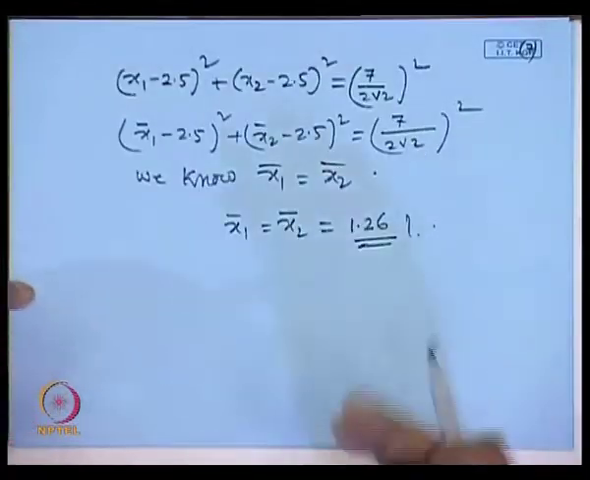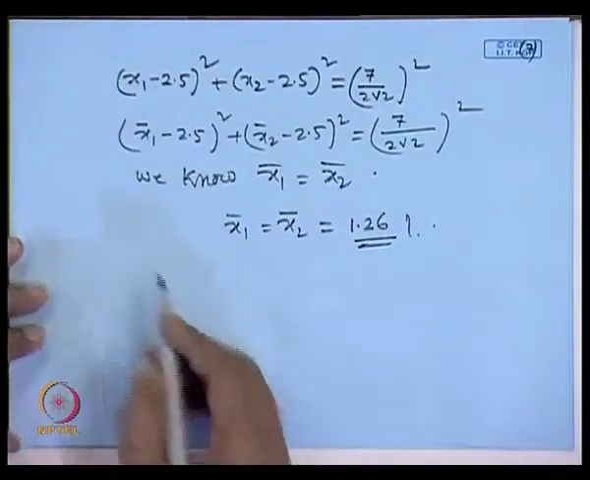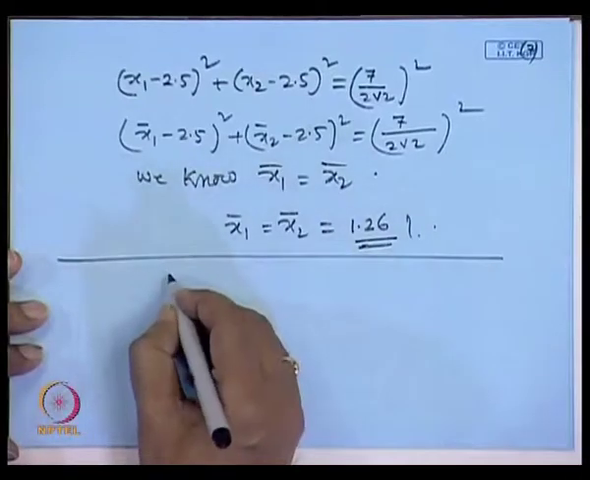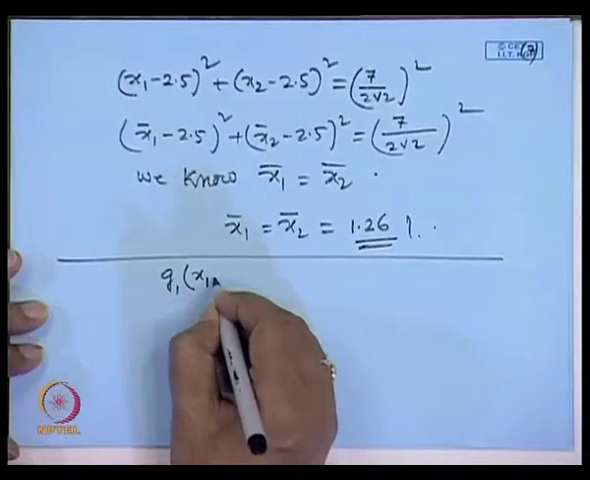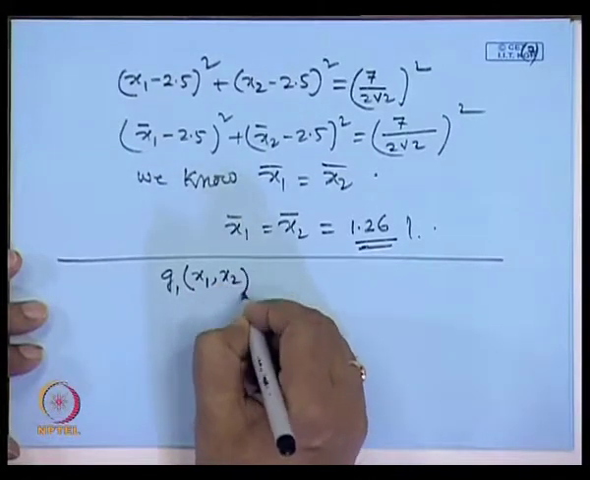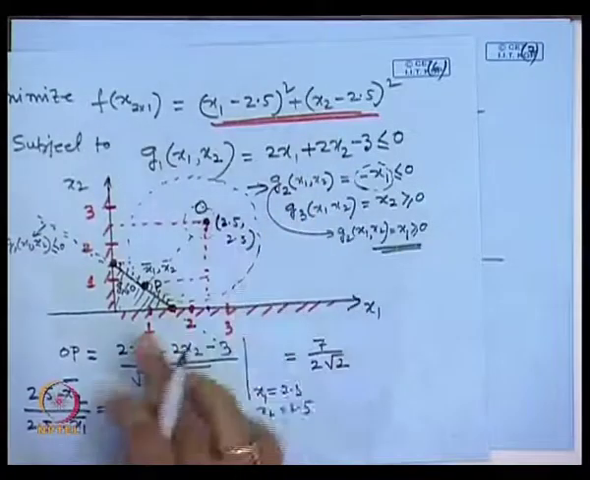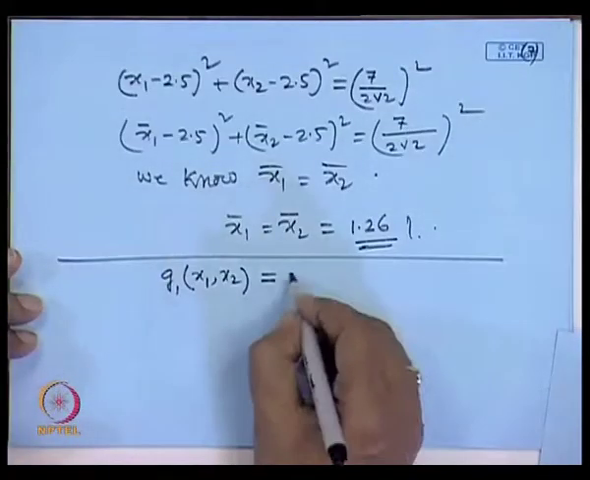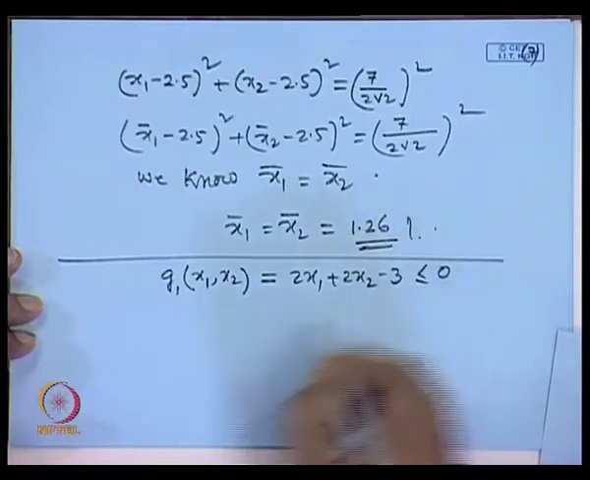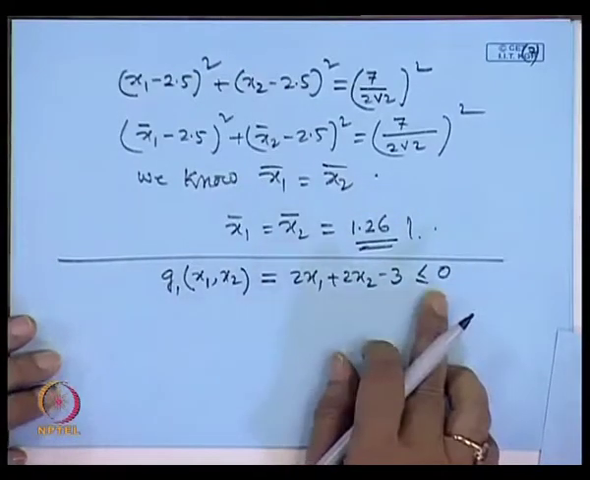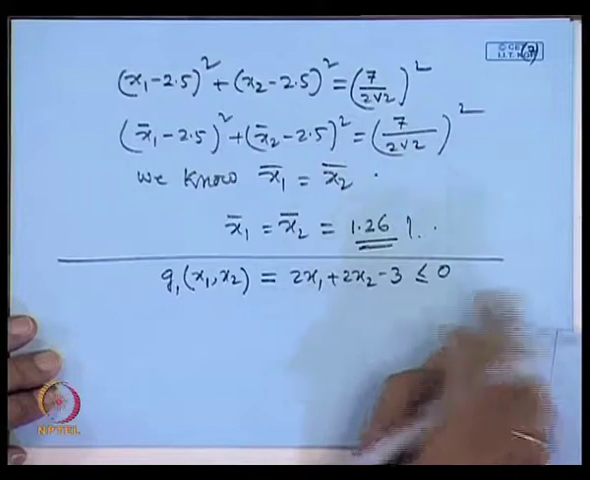But next we have to do it through what is called the analytical method. Now, look at this expression. If you recollect, in general we have one expression, g1(x1, x2), and for this specific problem that expression is 2x1 plus 2x2 minus 3 is less than or equal to 0. So, this quantity I can always write in equality constraint form.